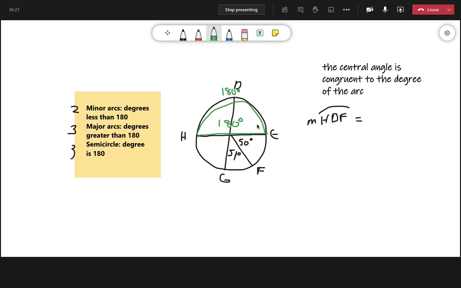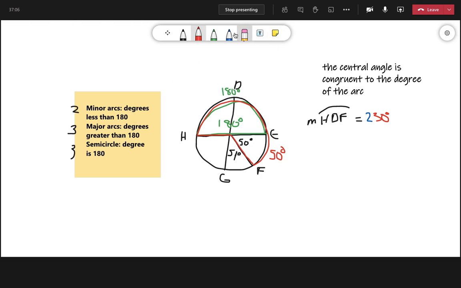And we want HDF, so we want all this red right here. That's what we're looking for, HDF. Well, EF, we know its central angle is 50 degrees. So that means this side has to be 50 degrees. Well, if this is 180 and that's 50, 180 plus 50 is going to give us our degree. So 180 plus 50 is going to be 230 degrees. So this whole thing is 230 degrees.